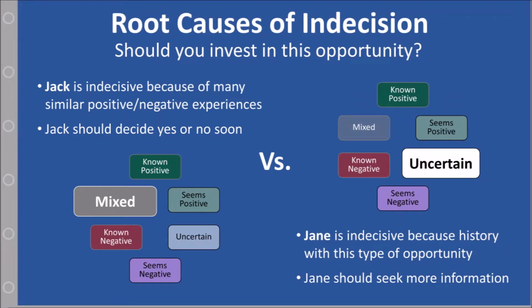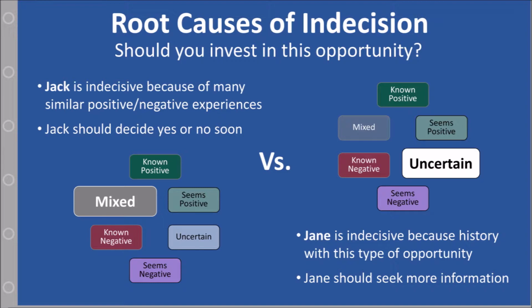The first root cause is equal choices. This kind of indecision is represented by the Sixstate logic mixed state. The second root cause of indecision is uncertainty. This kind of indecision is represented by the Sixstate logic uncertain state.